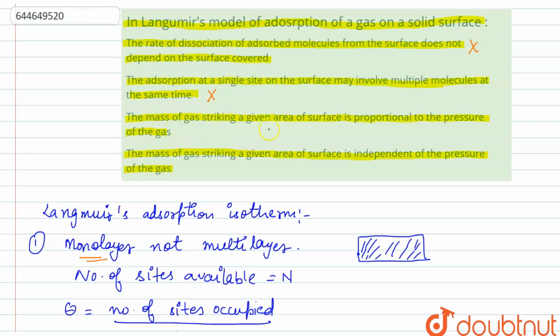The mass of the gas striking a given area of the surface is proportional to the pressure of the gas. This is correct. And the last is, the mass of striking is independent. So this is not independent, this is dependent and proportional. So only the third statement is correct. So this is the required answer.